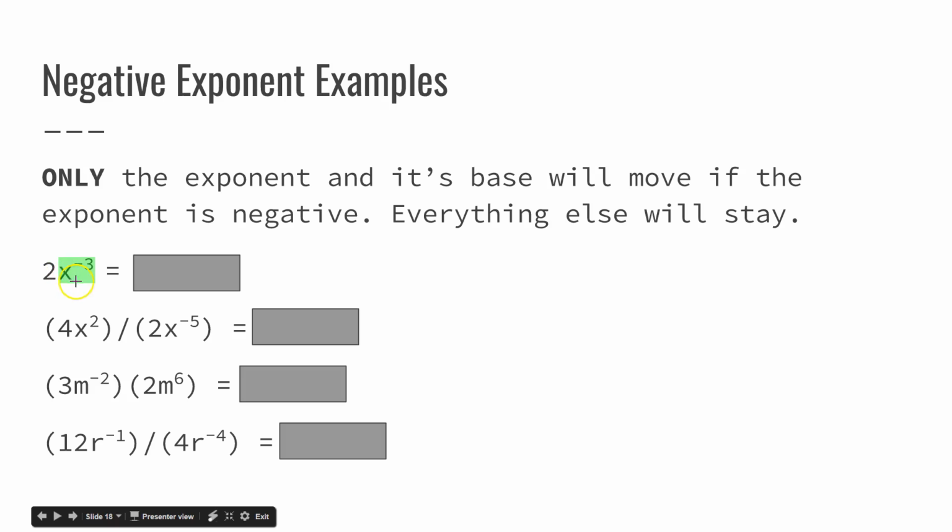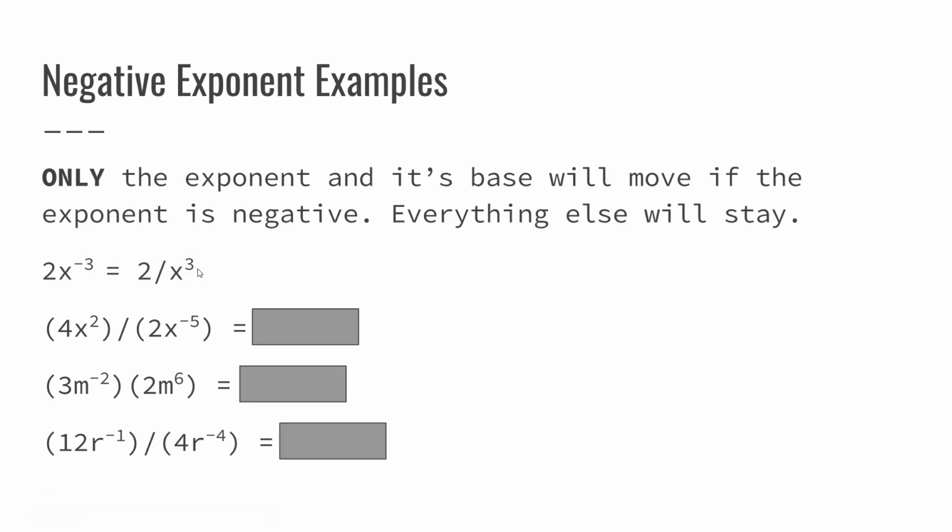Since it's technically right now floating on the top of a fraction, we're just going to go ahead and bring it right on down to the bottom. The 2 will stay on top. When that happens, we get this answer. So x to the third, it's a positive 3 now, is on the bottom, 2 on the top.